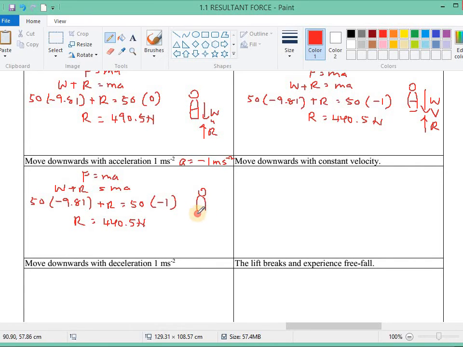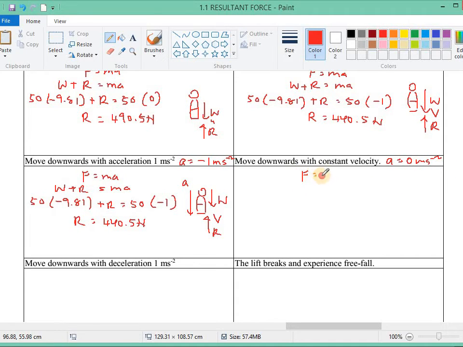So you see, again, accelerate down. If there is an acceleration downward, that means the upward force must be smaller than the downward force. Then we can accelerate down, right? So very logical. Next, move downward with constant velocity. Move down, but constant velocity. Constant velocity, that means acceleration is 0 meter per second per second.